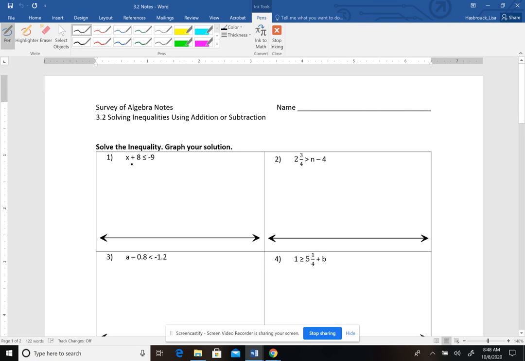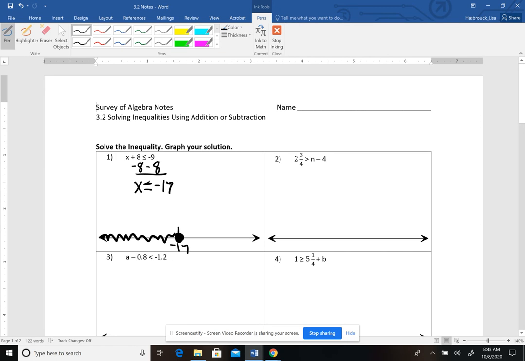To do that, we need to move the 8, so we're going to subtract 8 from both sides. This gives us x is less than or equal to negative 9 minus 8, which is negative 17. That's all you do to solve. Now at negative 17 on a number line, to graph this, I would put a solid dot because it's less than or equal to, and I would shade to the left.